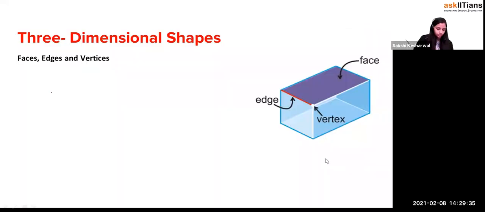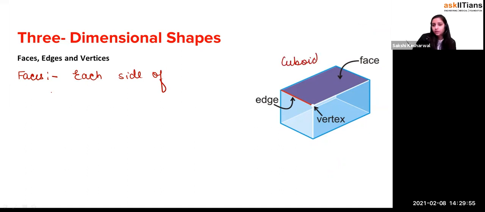So you can see it in the figure also. Okay, I'll write down the definitions for you. What are faces? Each side of a cuboid. This is a cuboid, right? Or we say this as a cube, right? So each... instead of writing this in a clumsy way, I'll write in a better way. Just a second.